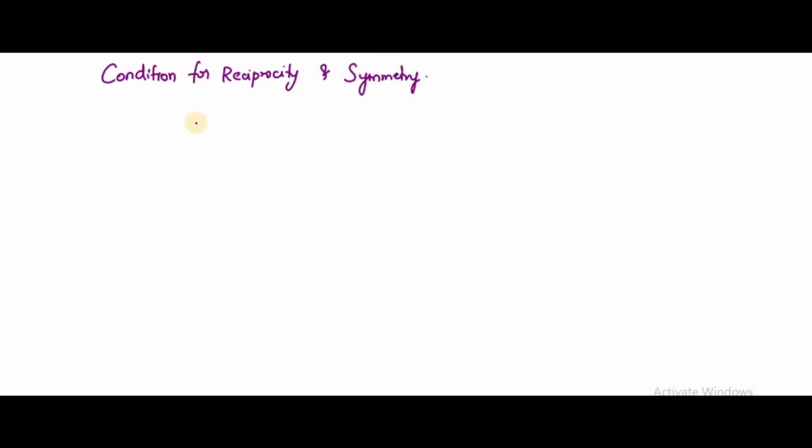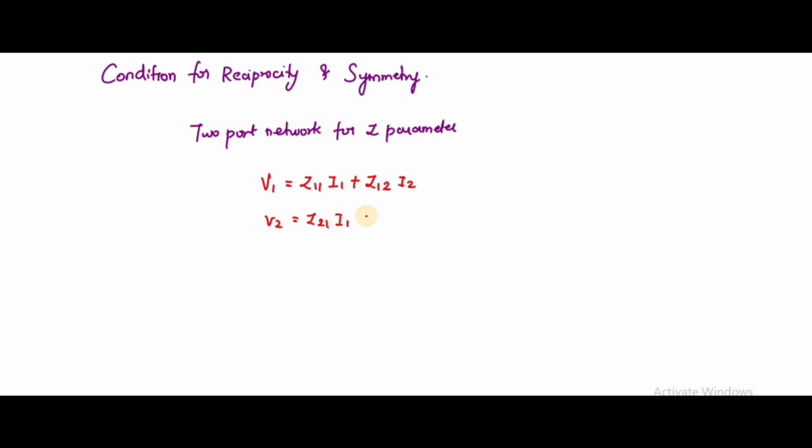If I connect an input voltage at one terminal and measure the current at the output terminal, I'm going to interchange this V and I. So instead of voltage, I'm going to connect current, and instead of the current terminal, I'm going to connect a voltage.